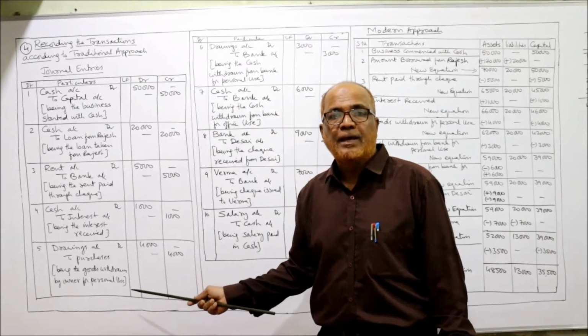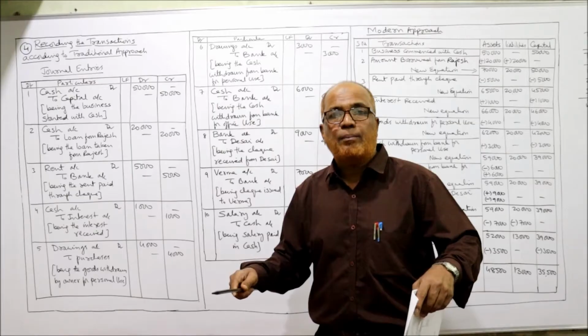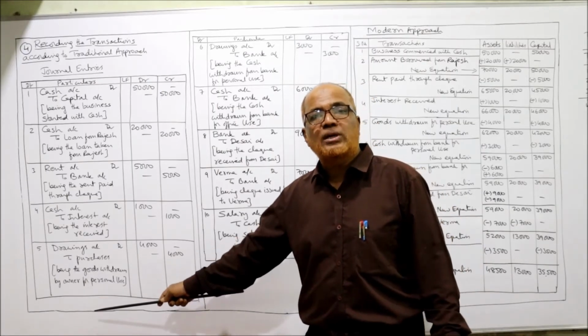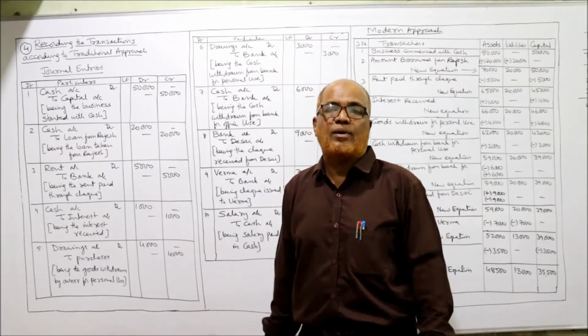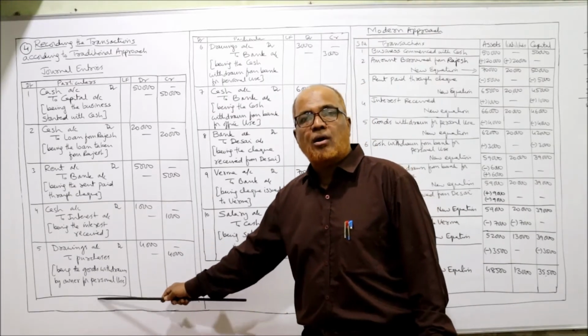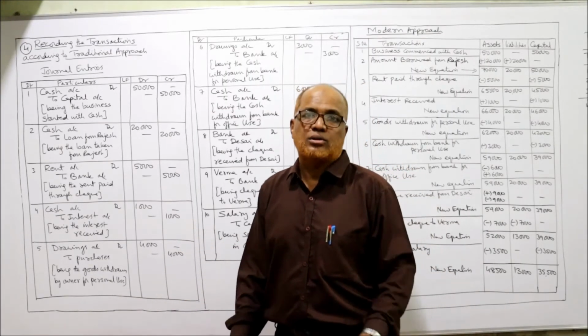Remember this entry. If cash is taken for personal use, then drawings to cash. If cash is not taken but goods are taken for personal use, then drawings account debit to purchases account.